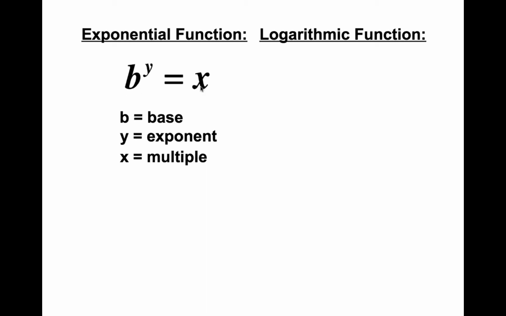We can rearrange this equation to get the exponent by itself. When you do that, it's called the logarithmic function, and it's written as log base b of x equals y, where b is the base of the log, x is still the multiple, and then it equals the y value, which is your exponent.